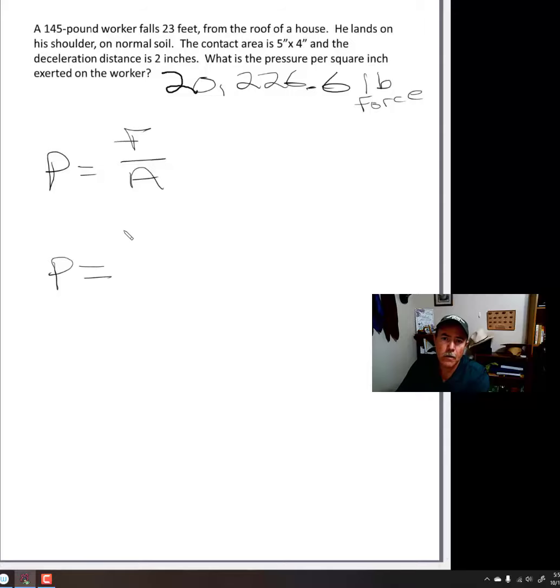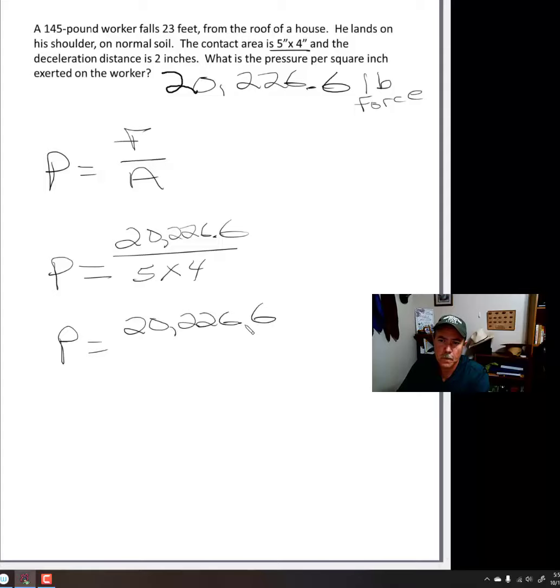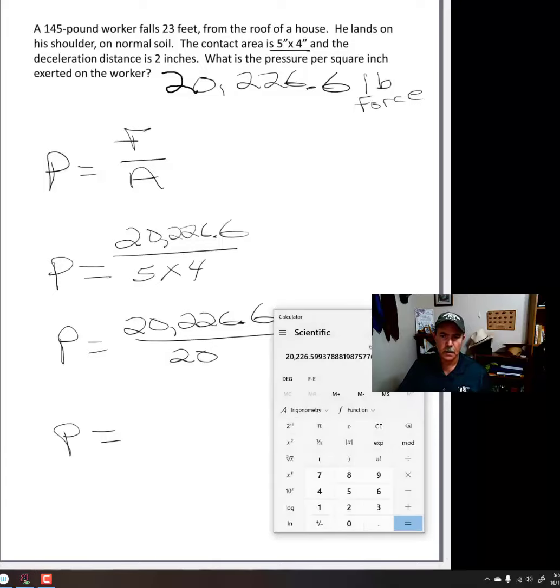Plug everything in. Our force is 20,226.6. Our area is 5 inches by 4 inches, and it's okay to work in inches. We don't have to be in feet because we're calculating pressure in pounds per square inch. So 5 times 4 to get our square inches. Now all we need to do is this division. 20,226.6 divided by 20.